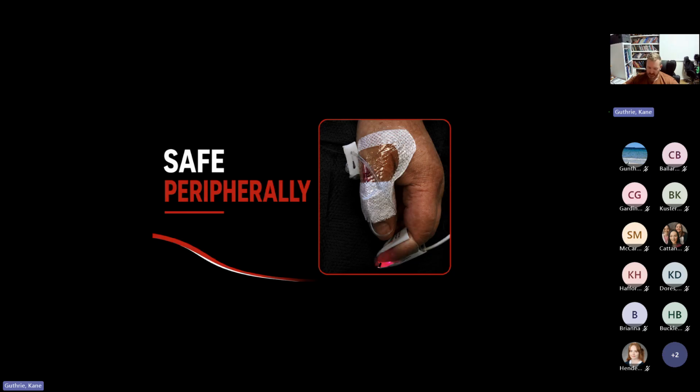There's multiple studies in the adults and pediatrics that show this, but you want to make sure that it's actually into a decent vein, into a decent area that's not going to risk extravasation.